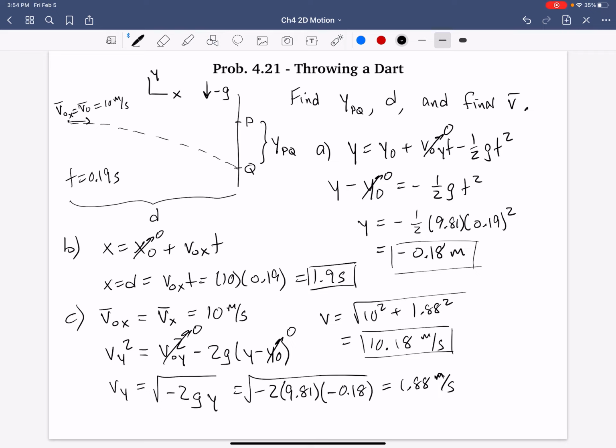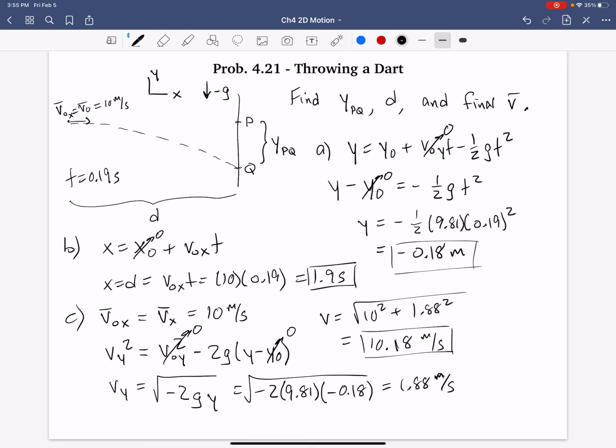Does this make sense? This magnitude is just a little bit greater, just a little bit faster than the initial speed. The initial speed was 10, but it was only horizontally. Now, after a little bit of time, there's a little bit of a component downwards. It's been accelerated downwards, so it's actually increased its overall velocity. So yes, that does make sense, 10.18.